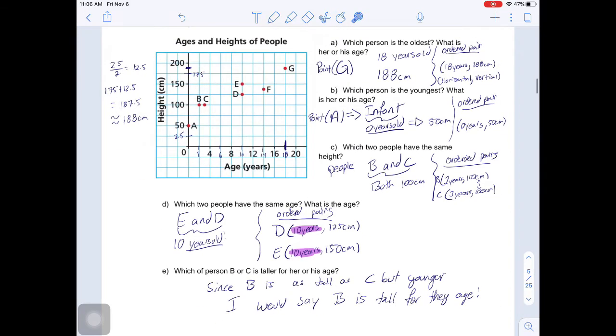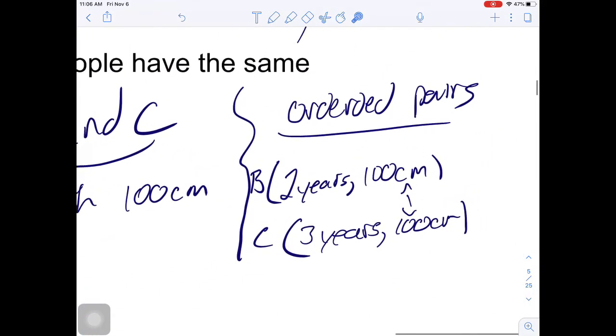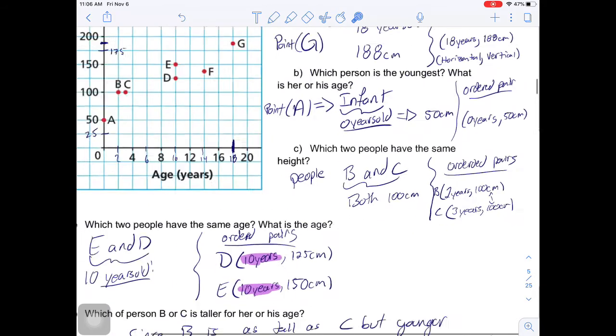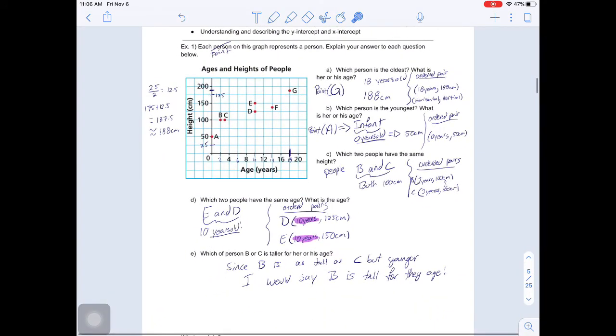Okay, and you could also see that in their ordered pair. So B is 2 years old, so if we kind of zoom in here, B is 2 years old, C is 3 years old, but B is the same height. So this B here is tall for their age. So that's why ordered pairs can be really useful. Okay, and there we have now analyzed this graph in a multitude of different ways.